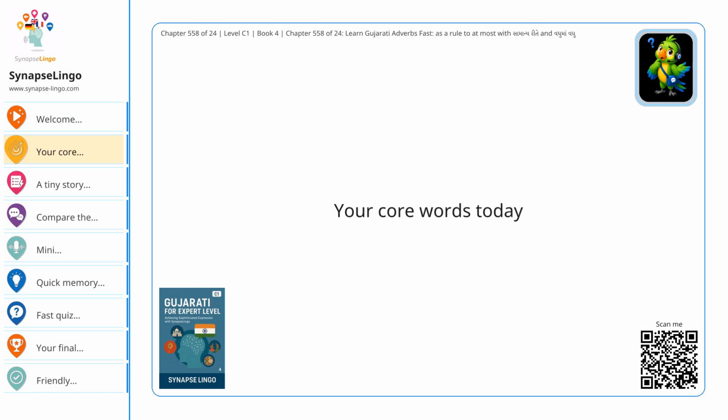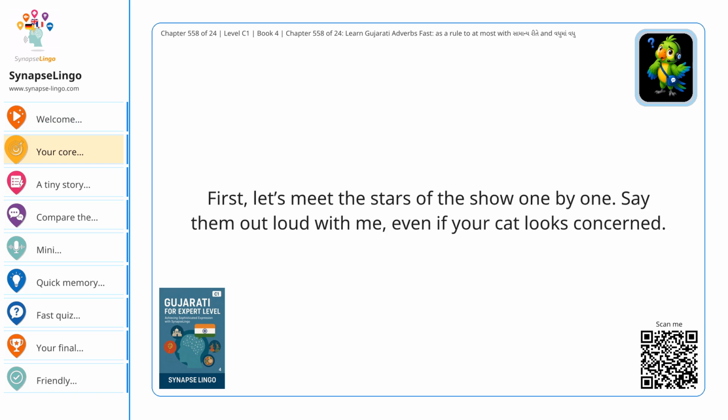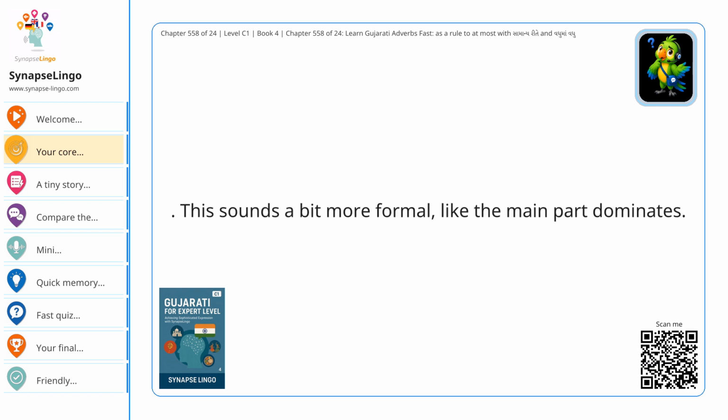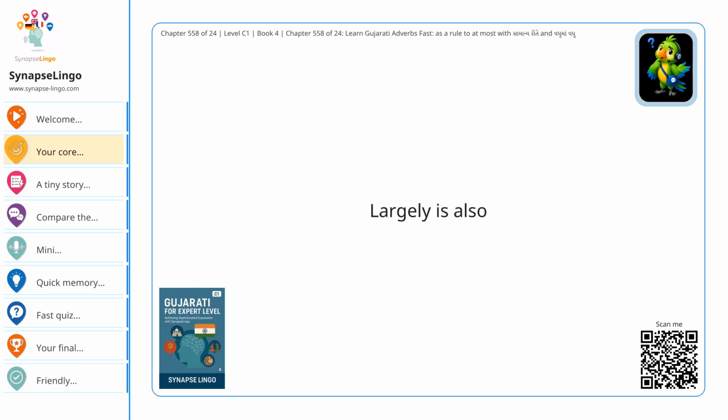Your core words today. First, let's meet the stars of the show one by one. Say them out loud with me, even if your cat looks concerned. As a rule is સામાન્ય રીતે. Think, the normal way, the usual pattern. Mostly is મોટા ભાગે. It means most of the time or for the most part. Predominantly is મુખ્યત્વે. This sounds a bit more formal, like the main part dominates. Largely is also મોટા ભાગે. Same useful helper, different English context.